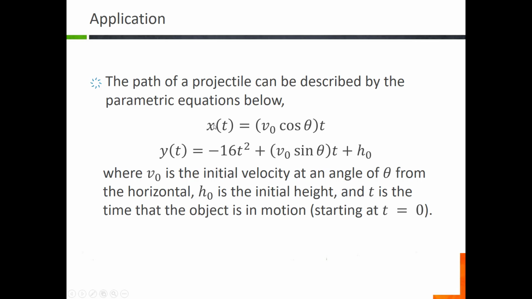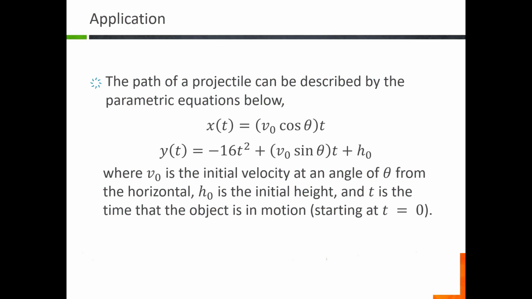So with these two equations, the x equation tells us how far horizontally along the ground the ball has traveled, and the y equation tells us the vertical distance. It tells us how high the ball is located. Okay, so we have a horizontal distance and we have a vertical position for our projectile.